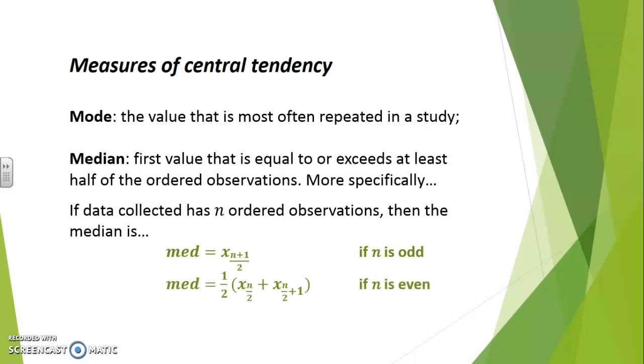If n is even, then you would locate the observation in the n/2 position, the observation in the n/2 plus 1 position, and find the midpoint between them. So once again, if n is, for instance, 20, 20 divided by 2 is 10, 20 divided by 2 plus 1 is 11, so you would find the midpoint between the 10th and the 11th observation. All this assuming you've ordered your data first and foremost.